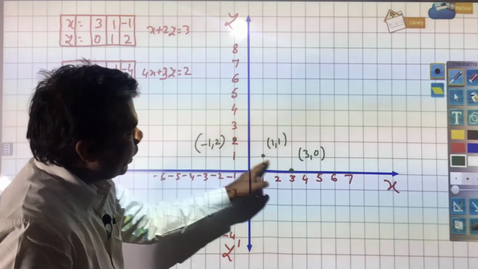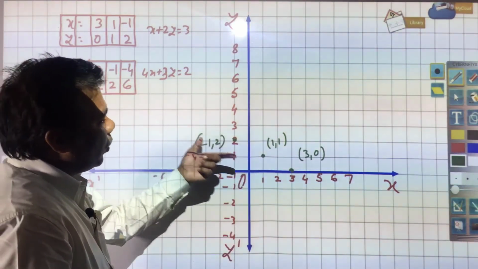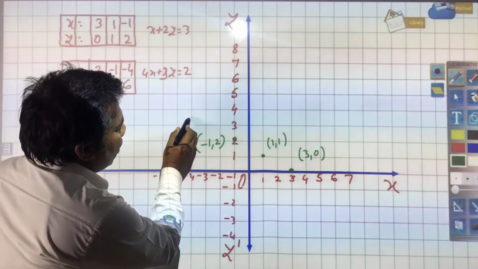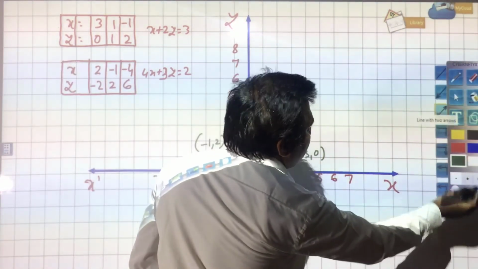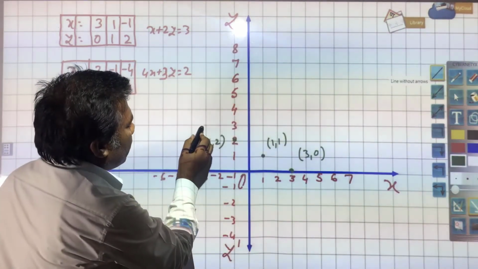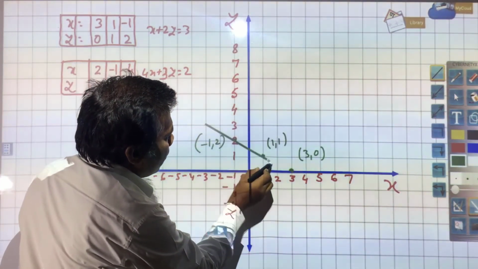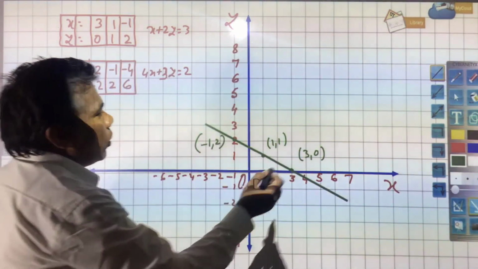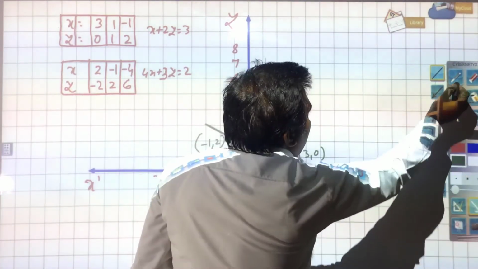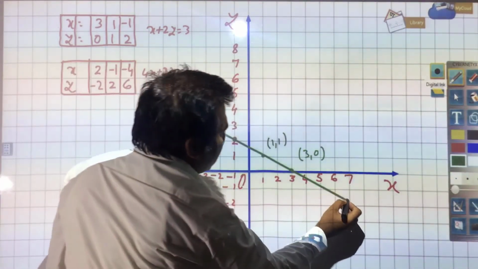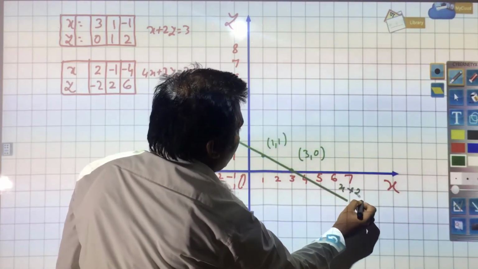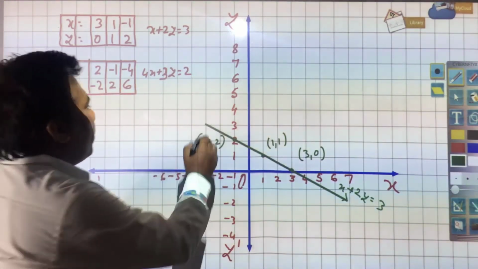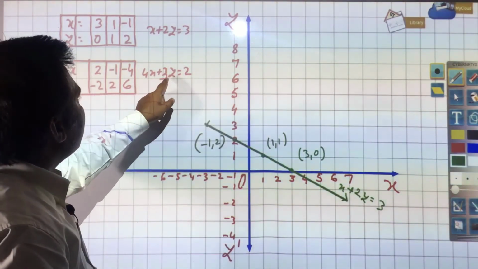Now, these need to be joined. With a scale, in the proper way, this line is to be drawn. So, you can draw this line. In this way, this is your line, and this is your equation x plus 2y is equal to 3. The second one you have is 4x plus 3y is equal to 2.